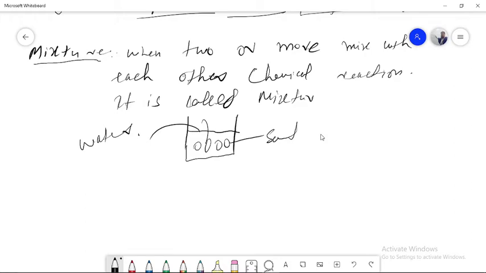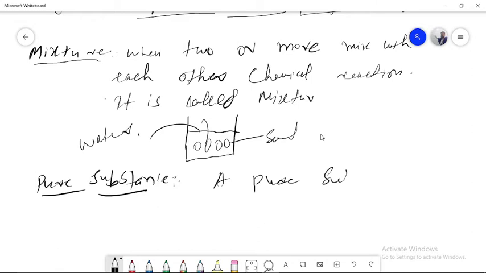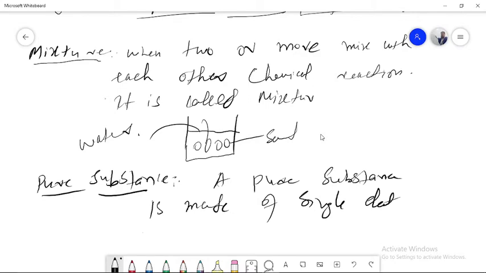And what is a pure substance? A pure substance is that substance which does not contain any other substance. It is alone. A pure substance is made up of a single element or compound. Now it is pure.